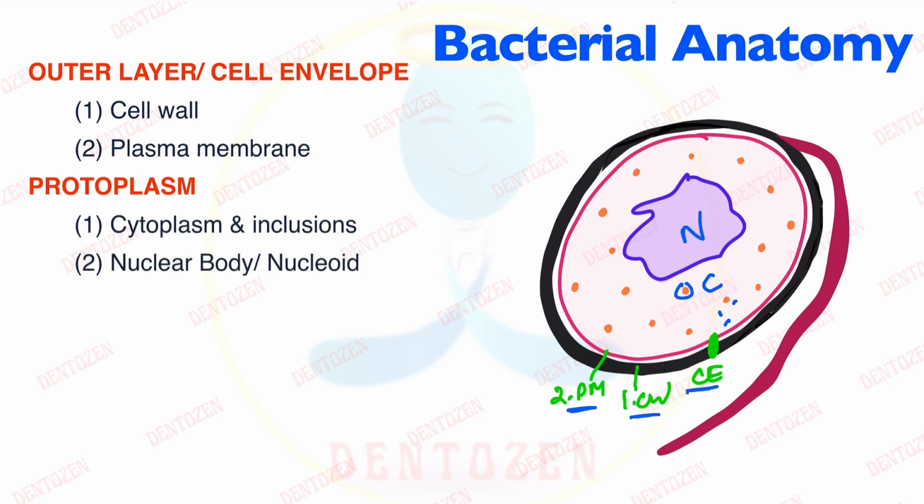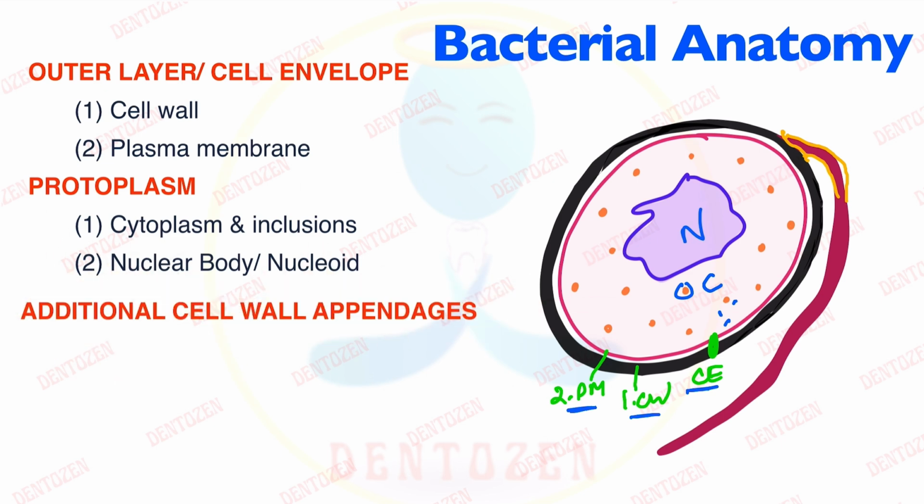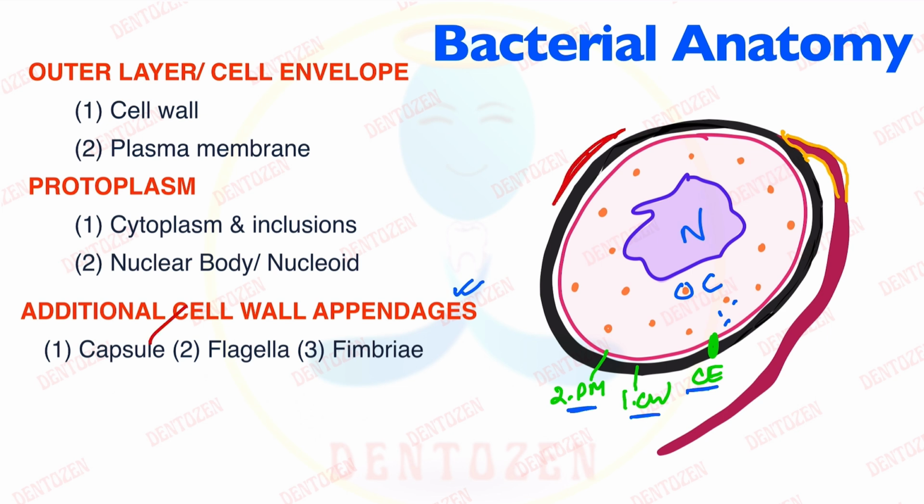Now can you see anything else here? Yes, you can see a structure like this here on the outside of the cell. So some bacteria may have some additional structures which are called cell wall appendages, which can be of three types. First is capsule, that is like a layer over the surface of the cell wall. Second is flagella, as you can see here, so they help in the movement of bacteria. Then third one is Fimbriae, which helps in the adhesion of bacteria. So those are appendages. So that is the normal morphology of a bacterial cell.